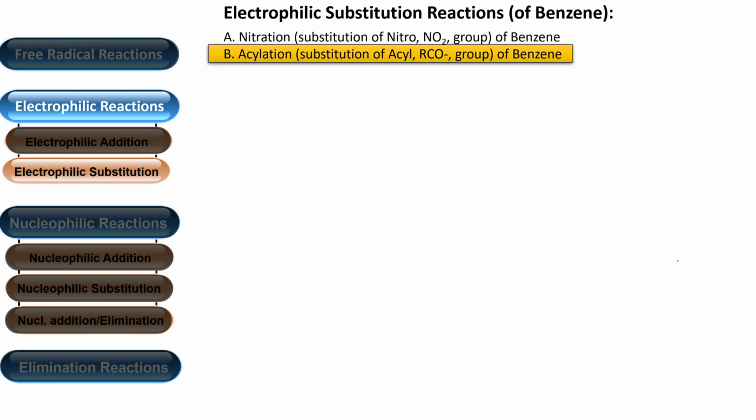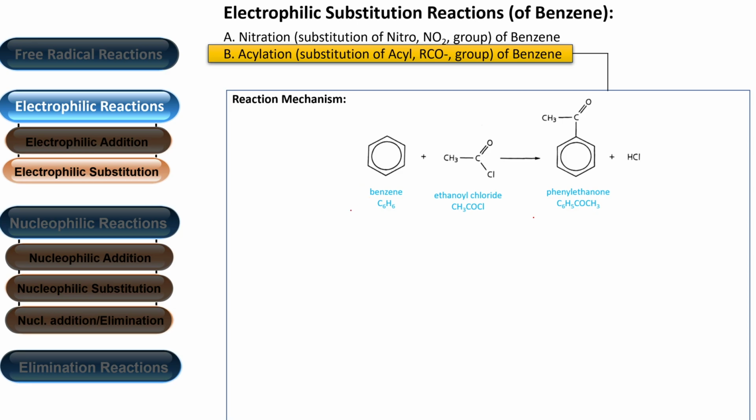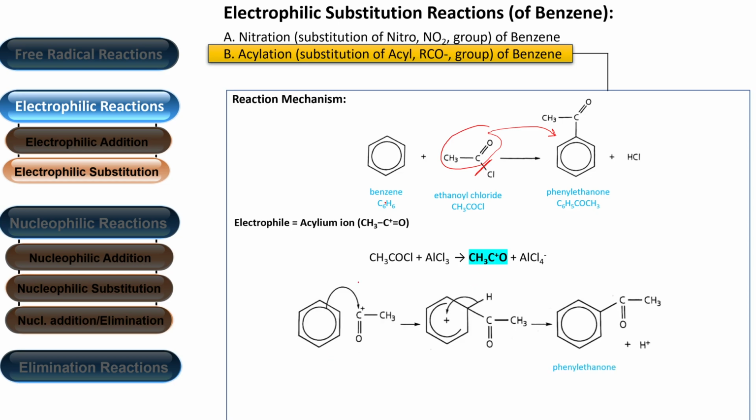Okay, so now let's look at the acylation of benzene. So acylation is the substitution of the acyl group. So we're going to look at this example when benzene reacts with ethanoyl chloride to make phenylethanone. So basically this chlorine is removed and this acyl group is substituted onto the benzene. So the electrophile in this case will be the acylium ion, CH3C+=O. And this is produced as a result of the reaction of ethanoyl chloride with the AlCl3, which produces the acylium ion. So this is the overall mechanism.